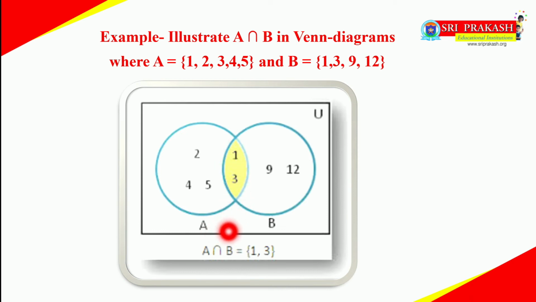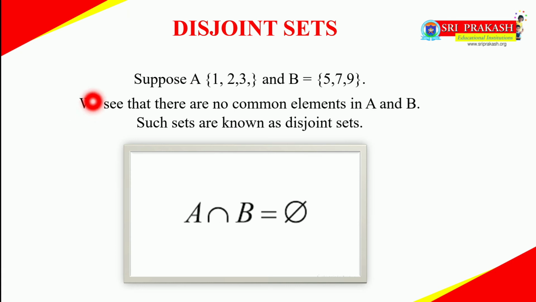and this part represents our A intersection B. When we are practicing the intersection of two sets, we will get a doubt. What do we call it if there are no common elements in sets A and B? Here is one example for you. There is a set A in which the elements are 1, 2, 3, and there is another set B in which the elements are 5, 7, 9.